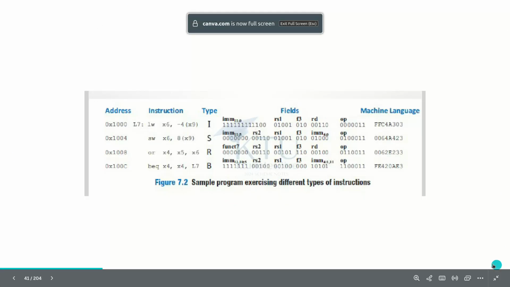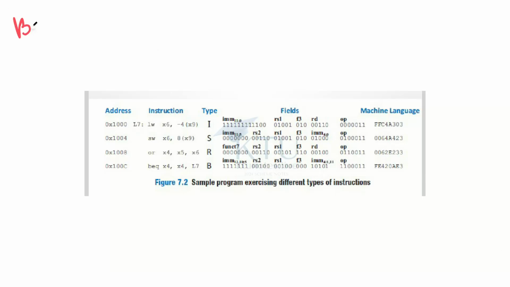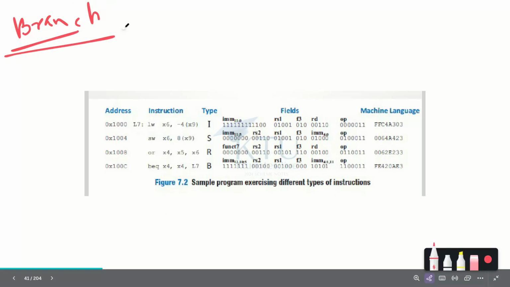So I was discussing in the last video about the branch part. If you see, you got minus 12 as the immediate value. So how are you going to write the minus 12 here? You have to understand that here the branch is split in this format.